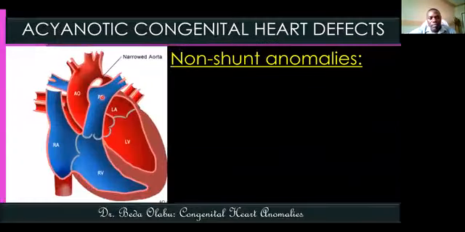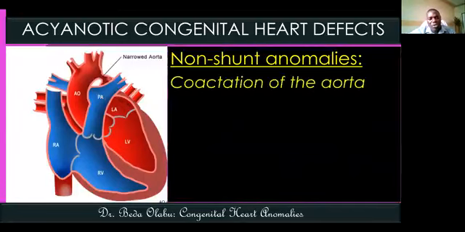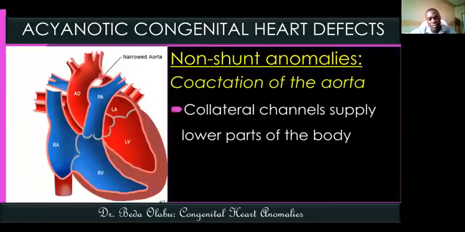So those are the shunt anomalies which give us the cyanotic congenital heart diseases. I've just picked the common ones. Now let's look at the common non-shunt anomalies, which we still classify as cyanotic congenital heart diseases. I'll just highlight the common ones as well. We have what we call coarctation of the aorta. If you look at this image, you'll see that the aorta is narrow at some point there. So that narrowing is what we call coarctation.